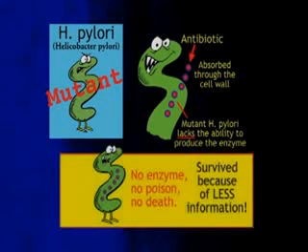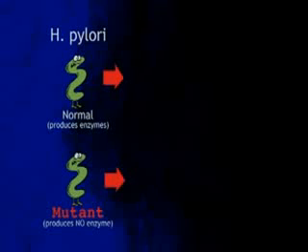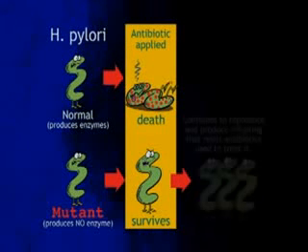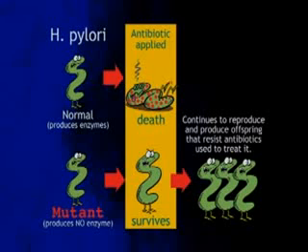So the antibiotic doesn't get broken down into a poison. It just stays in the system. And so it survives. But here's the point. It survives because of less information. And so then the normal H. pylori are killed off. And the mutated form survives, and it goes on to reproduce. And pretty soon all the bacteria are resistant to your antibiotic.